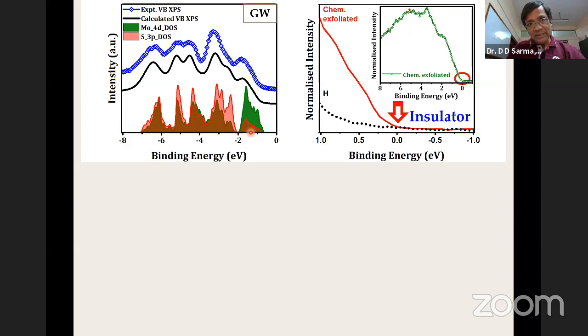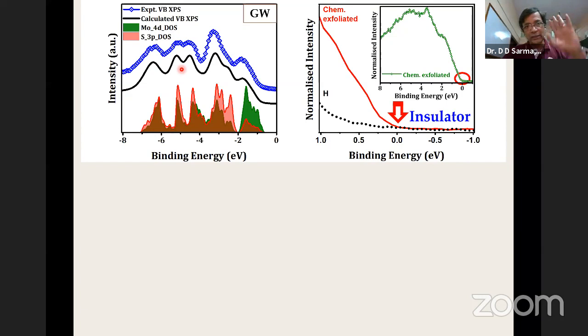This is the calculated result coming from the GW calculation, which simulates these particular spectral features very well. There's a purpose why I needed to find out which theory explains it best. You'll see it in a moment. Having understood that GW is a good theory for it, I set it aside and go back to my experiment.